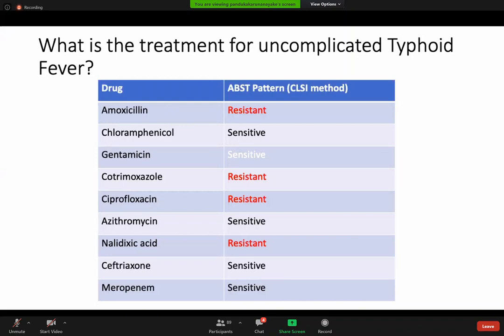Can you guys use the chat, please, to let me know what you would consider treating this particular patient, who does not have any of the complications which Dr. Dinesha spoke about in the last slide, but definitely has resistant typhoid? What would you treat the patient with? And for bonus marks, what duration of treatment would you give? Please use the chat to give some indication.